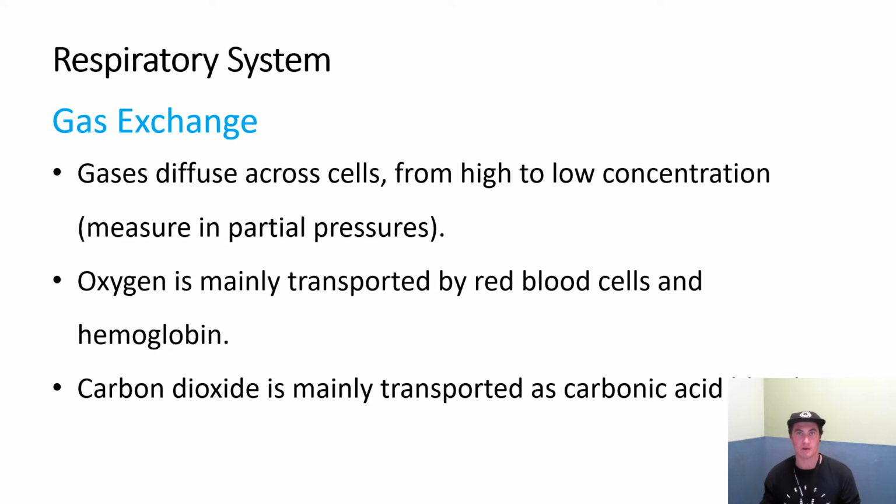Okay, so if we think about breathing air in, there is a lot of oxygen compared to our blood, so oxygen is going to move from lungs to blood. There's lots of CO2 in our blood, there's less in our lungs, so CO2 is going to move from our blood to our lungs quite easily. Oxygen is carried by our red blood cells using a protein called hemoglobin, and carbon dioxide can be carried by red blood cells, but also as carbonic acid.